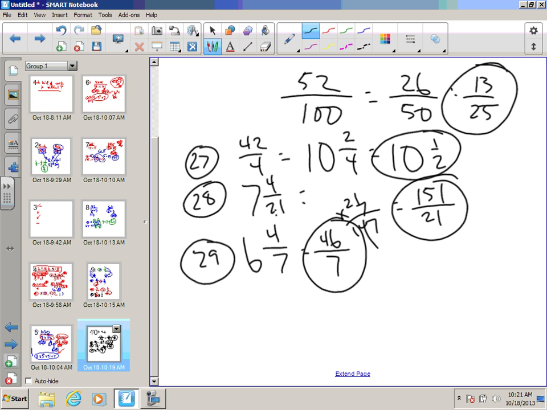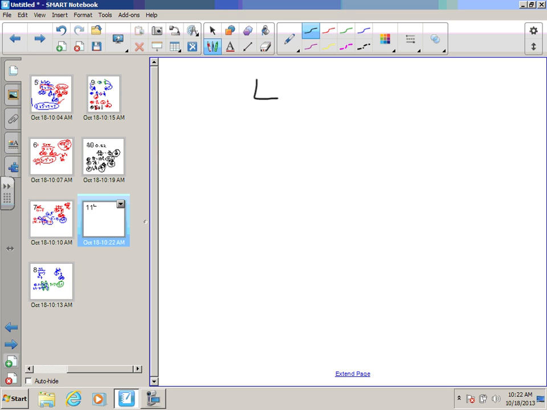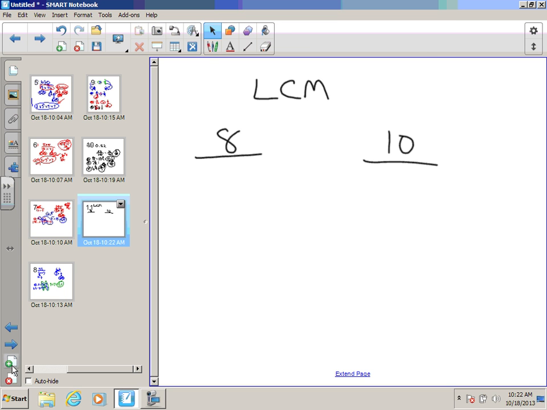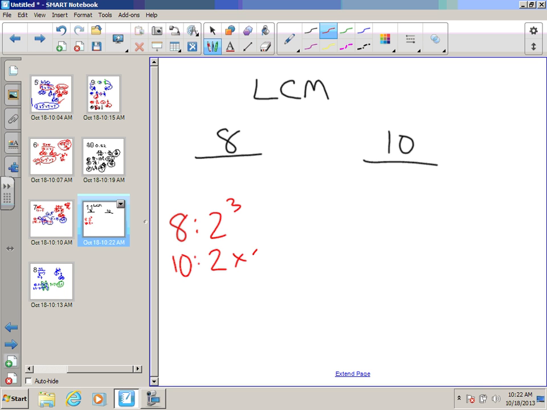Now, LCM. Question there? LCM between 8 and 10. 8, we already know, is our three-headed monster. 2 times 2 times 2. 10, we know as 2 times 5.